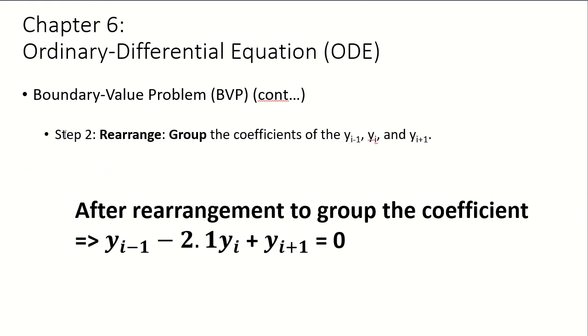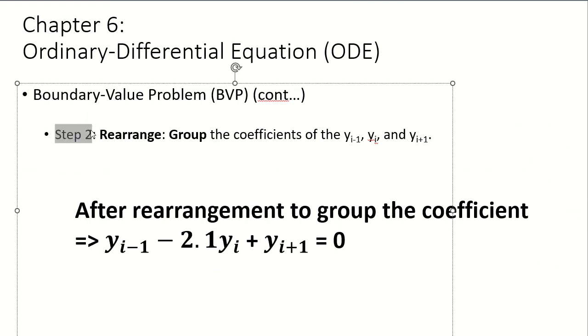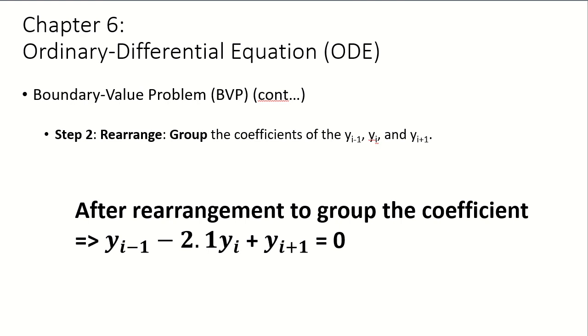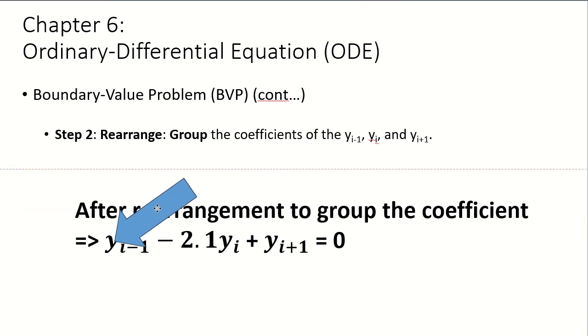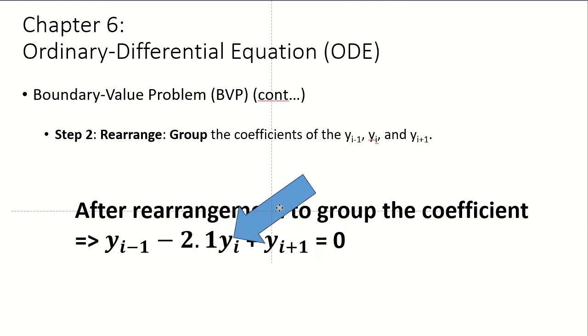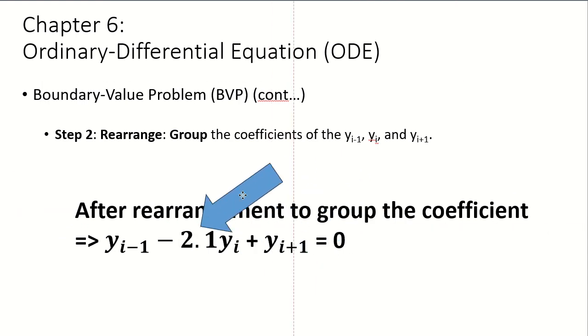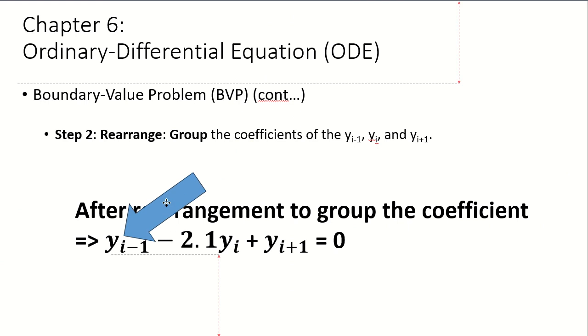Next, step 2. Step 2 is we need to rearrange the equation so that we can group the coefficients. How are we going to group the coefficients? In such a way that we will have y(i-1), and then the center will be yi, and then this one will be y(i+1). So we have 3 terms in this case.